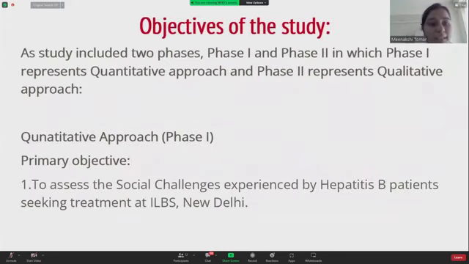Objective of the study. The study included 2 phases, phase 1 and phase 2, in which phase 1 represents the quantitative approach and phase 2 represents the qualitative approach. For the quantitative approach, the primary objective was to assess the social challenges experienced by hepatitis B patients seeking treatment at ILBS New Delhi.